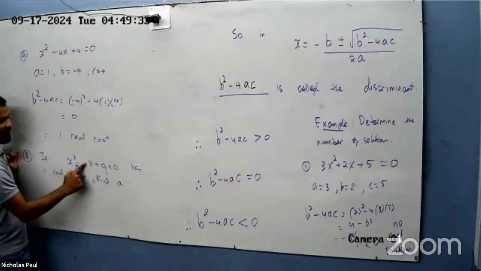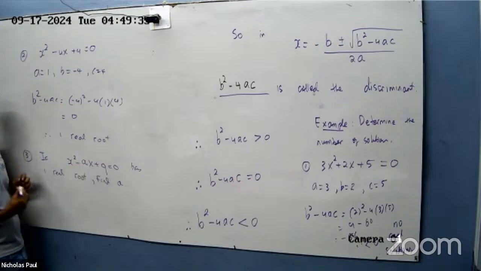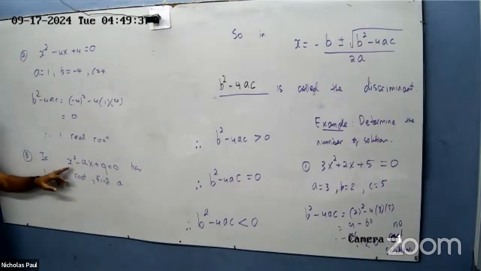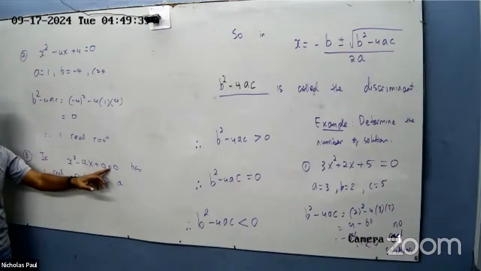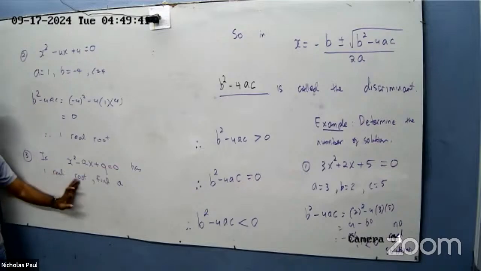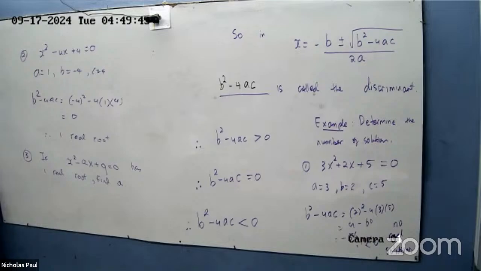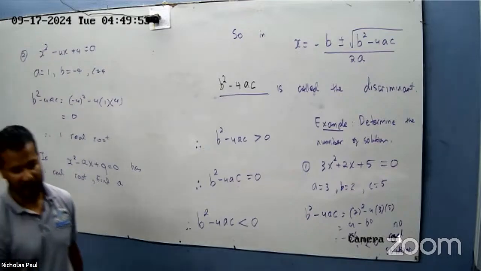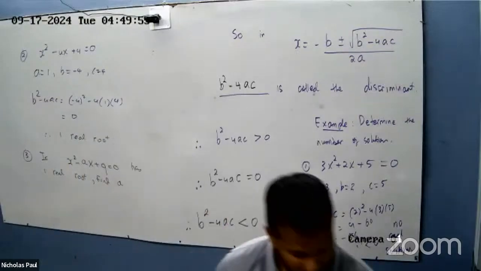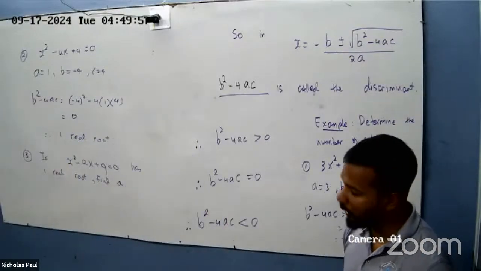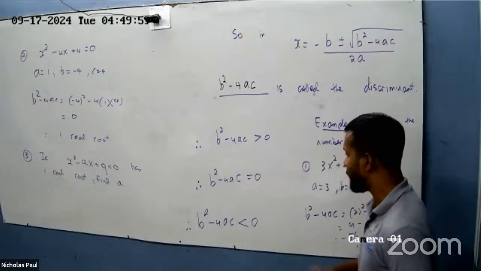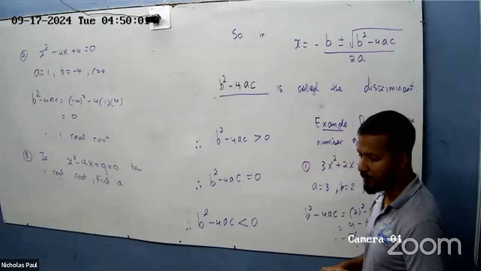X squared minus ax plus 9 equal to 0 has one real root. Find a. What are you going to do? Now they're giving it in reverse, they're telling you how many roots it has. So you have to work backwards now. I'll give you a minute. You have to work a little bit differently, but you already know what it represents.